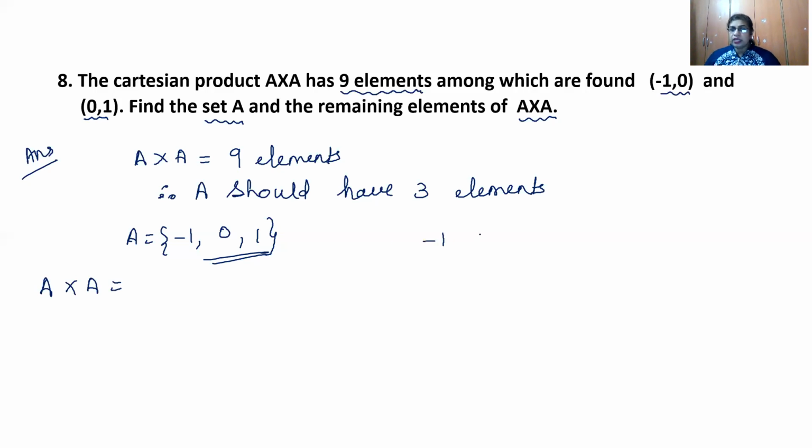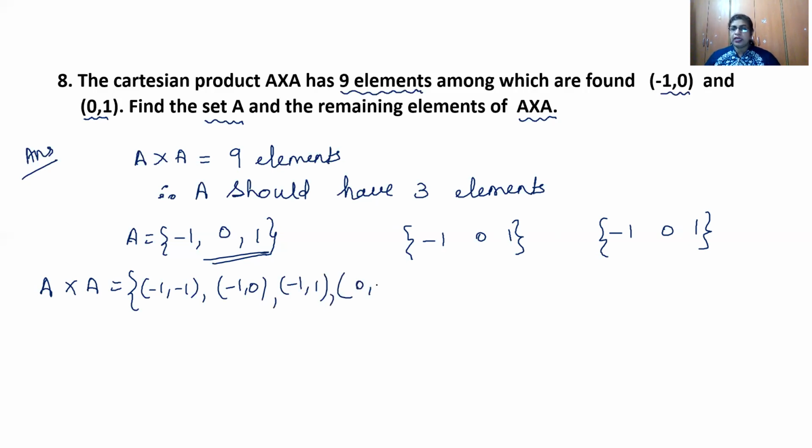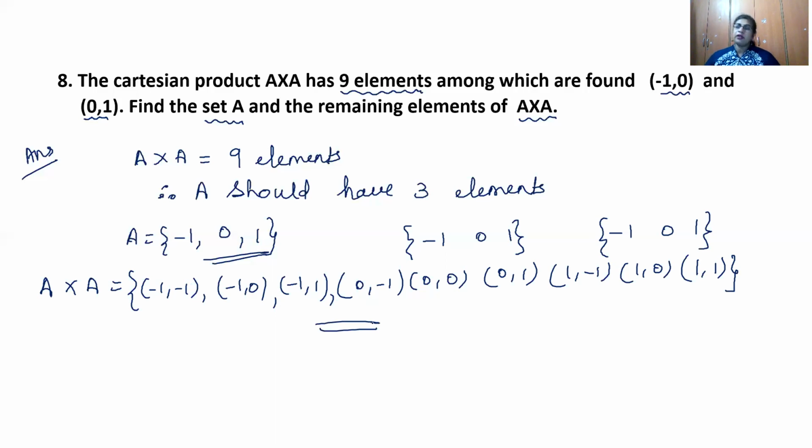Now we will find A cross A. Let us write -1, 0, 1 and -1, 0, 1. Now pair them. Here you are getting (-1, -1), (-1, 0), (-1, 1). Next, go to another element: (0, -1), (0, 0), (0, 1). Next, (1, -1), (1, 0), (1, 1). Check whether we have got the 9 ordered pairs: 1, 2, 3, 4, 5, 6, 7, 8, and 9. So this is my answer for A cross A.